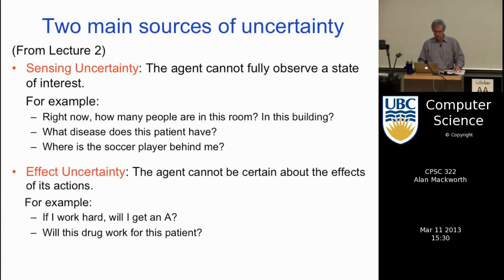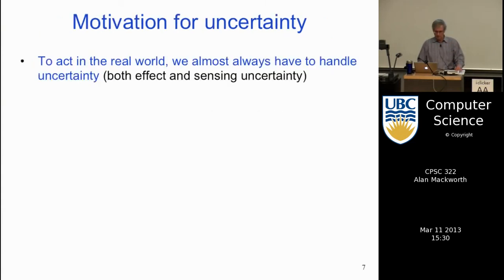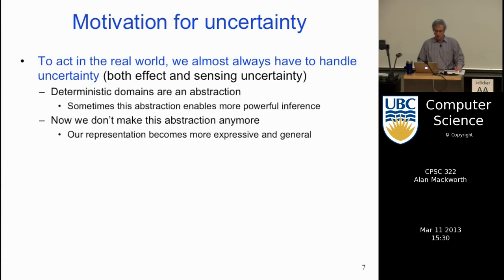So if I work hard, will I get an A in this course? Well, maybe. Maybe not. Will this drug work for this patient? Maybe, maybe not. When I kick the ball, will it go in the goal, or will the goalie save it, or will it go off to the side? Who knows? I could probably estimate the probabilities of each of those happening, but I don't know for sure any of them. So you've got to handle uncertainty.